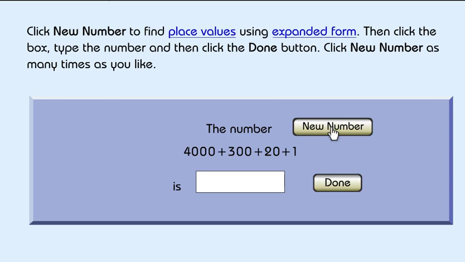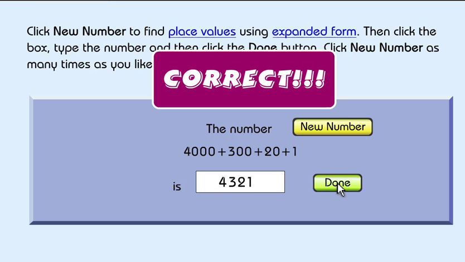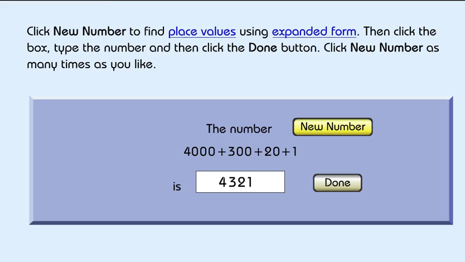Click New Number to find place values using expanded form, then click the box, type the number, and then click the Done button. Click New Number as many times as you like, and then click Next to continue.